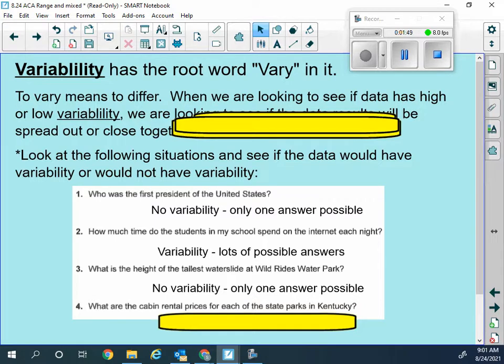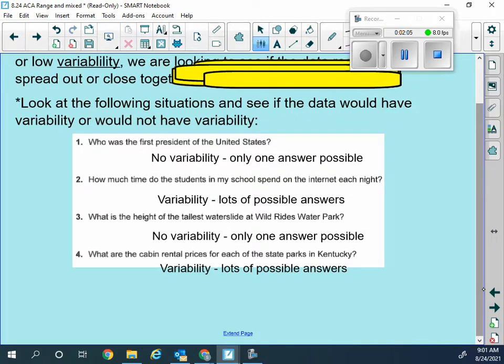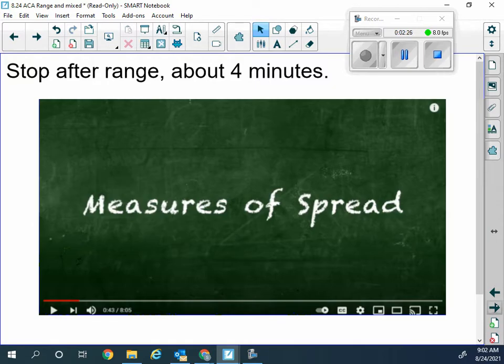And then what are the cabin rental prices for each of the state parks in Kentucky? Yeah, because we're talking all the state parks, right? Lots of different possible answers. So guys, here's the thing that you need to remember, basically, is when there is variability, you have lots of possibility. When there's a low variability, then there's not. There's only like one answer, two answers. Does that make sense? Okay. All right, we're going to go ahead and move on to today.